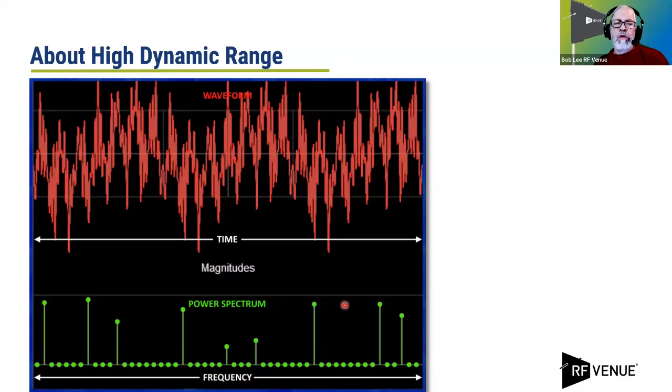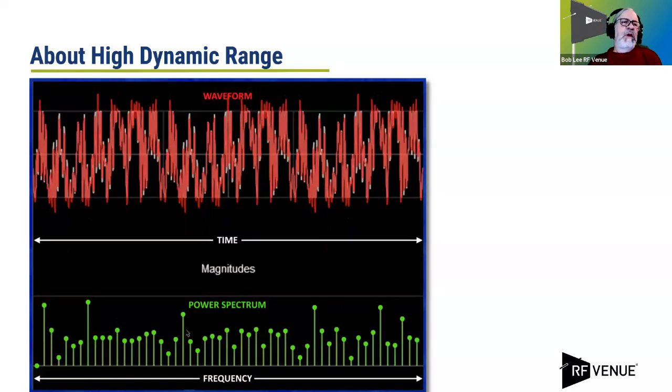Now, what happens if we overdrive some active circuitry? It's very similar to clipping with audio. If we overdrive an audio circuit, then we get clipping and we get all kinds of bad distortion. With RF, we get intermod because these signals are not coexisting cleanly anymore. They're intermodulating with each other, and they're producing harmonics.